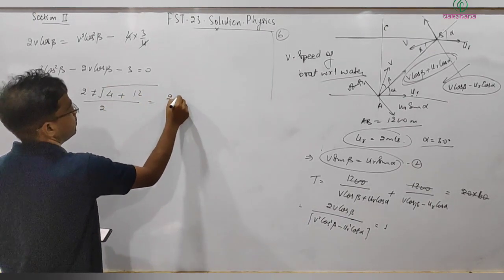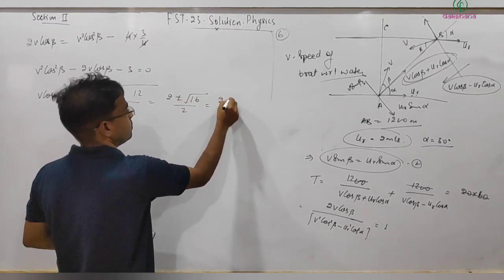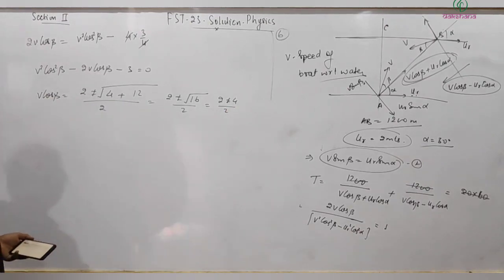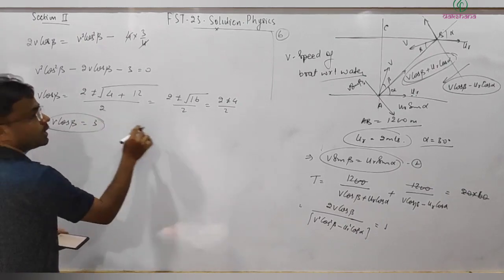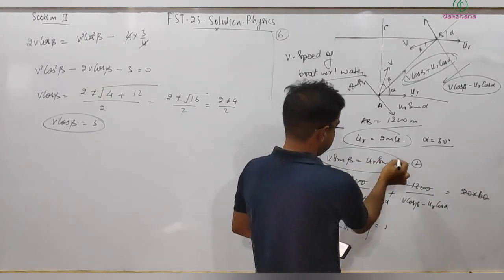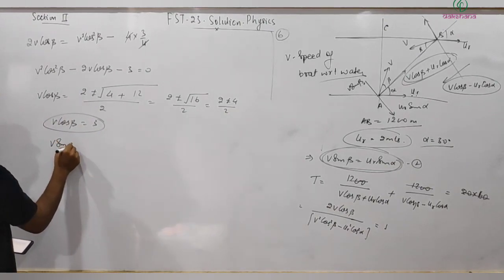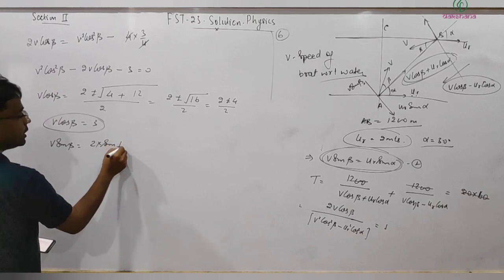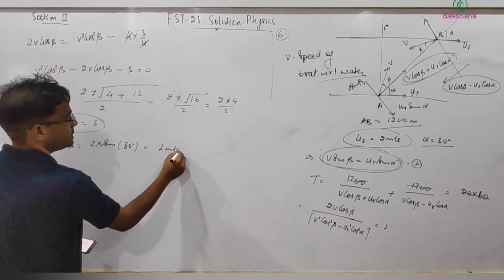Then V cos beta is equal to 2 plus minus under root 4 plus 12, divided by 2, that is 2 plus minus under root 16 divided by 2, so 2 plus minus 4 divided by 2. Here V cos beta cannot be negative, so V cos beta comes out as 3, and from the earlier condition I can write V sin beta equal to U sin alpha, that is 2 into sin 30 degrees, which is equal to 1 meter per second.